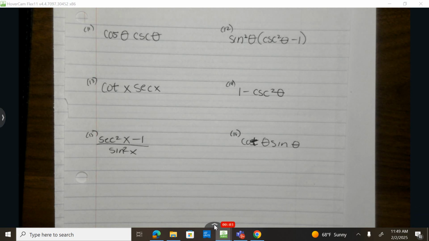11 through 16, Unit 11, Lesson 1. Let's look at how we can simplify these trig expressions.